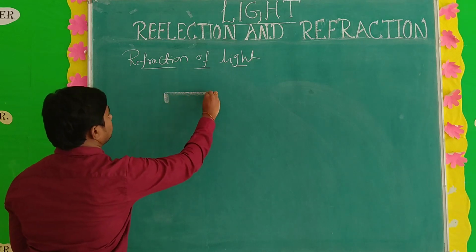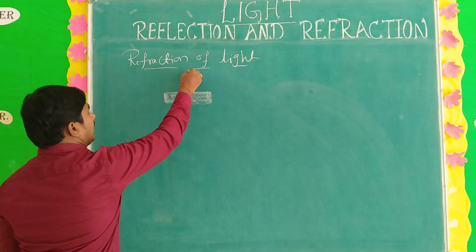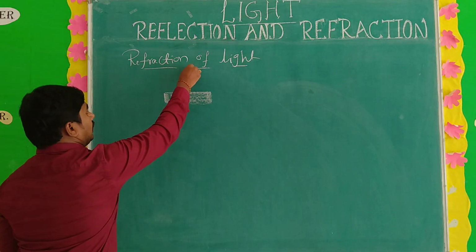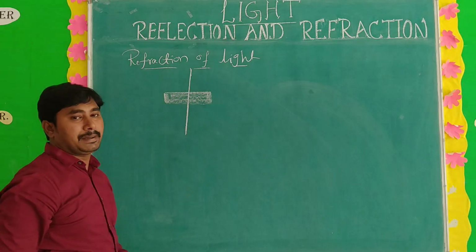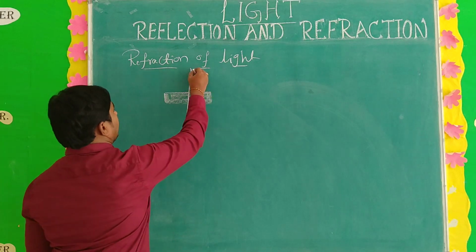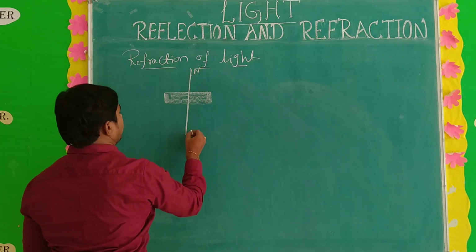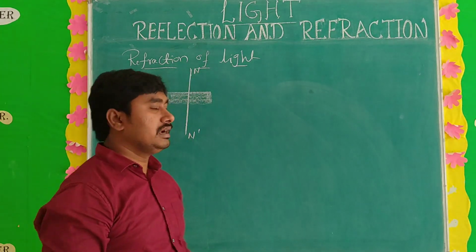Take any glass or any transparent object. The line that is exactly perpendicular to the surface of the object is nothing but the normal ray. You can call it N dash or something. So that is the normal ray. Now take any laser light.